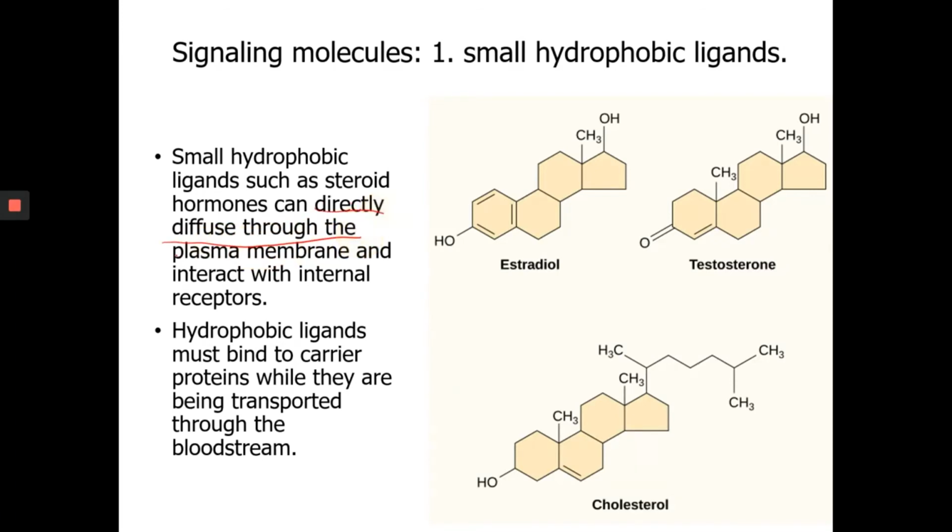So they can directly diffuse through the plasma membrane. And if you remember, this is called simple diffusion, right? Simple diffusion across the cell membrane. And then they are going to bind to the receptors inside the cell. So those are internal receptors. That's because these molecules can cross the cell membrane easily and get inside of the cell, so their receptors are going to be located internally.